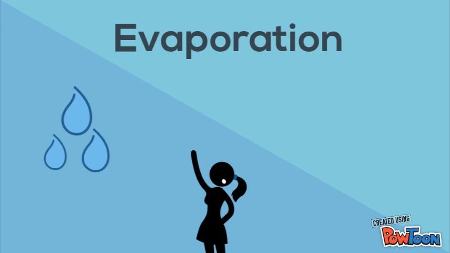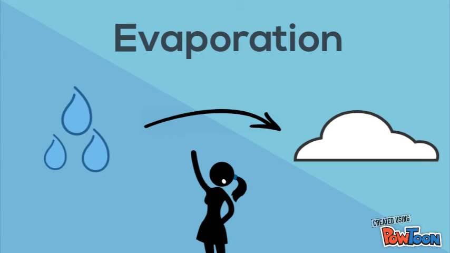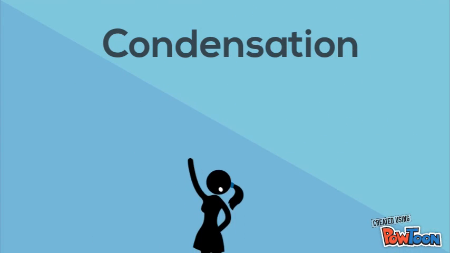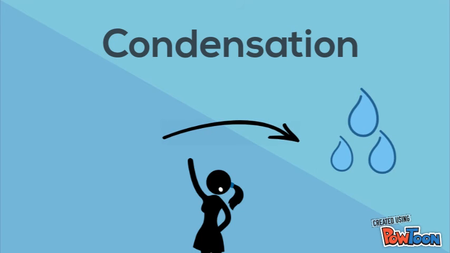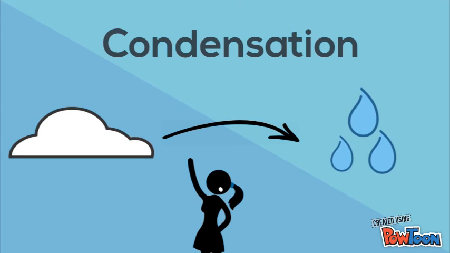The next physical change is called evaporation, in which water turns into gas. An example of this is water turning into water vapor, which causes the formation of clouds that we see up in the sky. The next physical change is called condensation, which is the exact opposite of evaporation. In condensation, gas turns into liquid, which is the reason we experience rain from time to time.